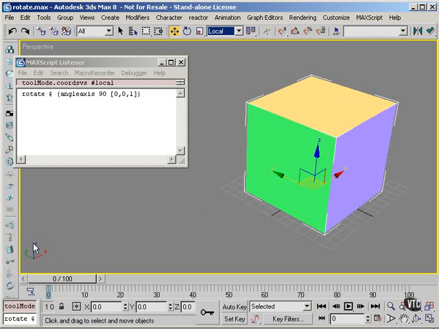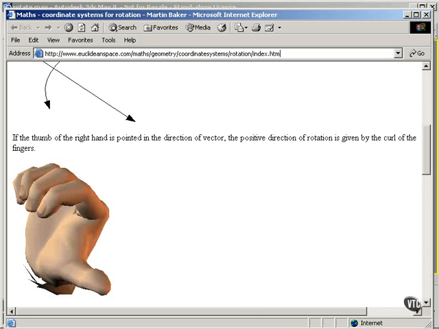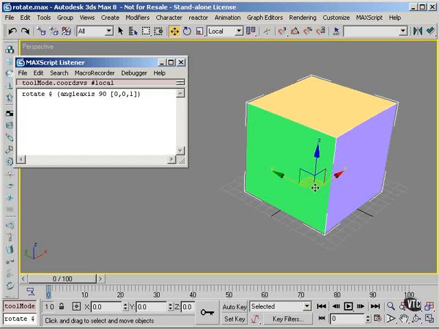But down here we can see, for example, that the world axis Z is going upwards. And this rotation will follow the right-hand rule. That is, if the thumb of the right hand is pointed in the direction of the vector, the positive direction of rotation is given by the curl of the fingers. So if you point your thumb upwards, that's the positive direction of the vector, and this is a positive angle, 90 degrees. Take your right hand, point the thumb upwards, you'll see that the direction of rotation is around like this. So what we're expecting to see is that this green face will move over here.